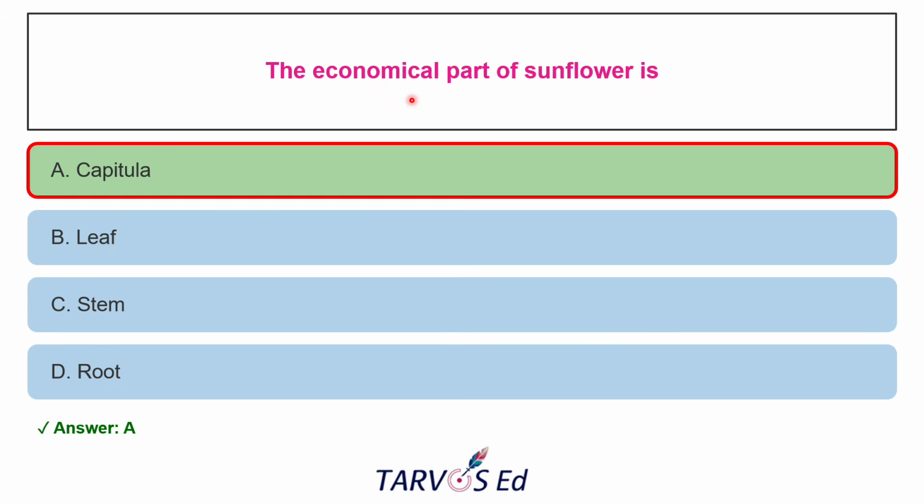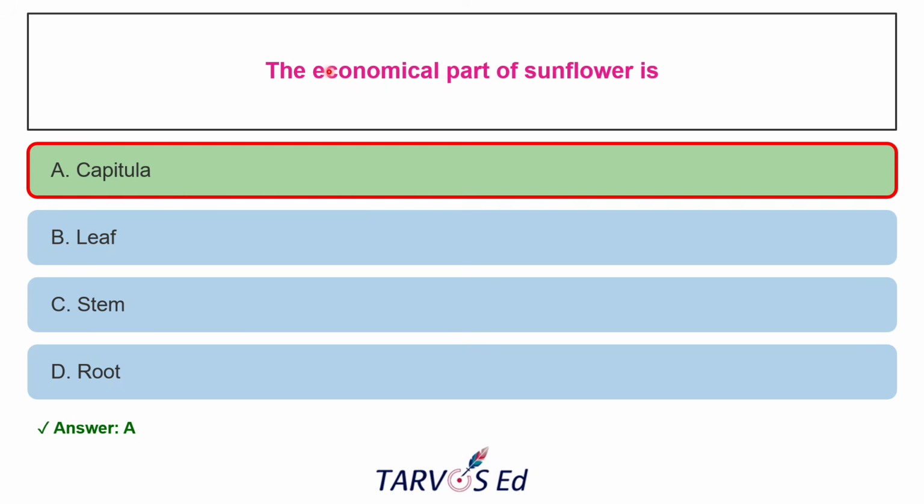Okay. So for sunflower, we usually grow it mainly for oil, right? So the oil comes from the seeds, and the seeds are packed inside the flower head. So botanically, the sunflower head is called capitulum or capitula. It is not a single flower, but hundreds of tiny florets are there. Okay, so the whole head with the seeds is the economical part of sunflower.